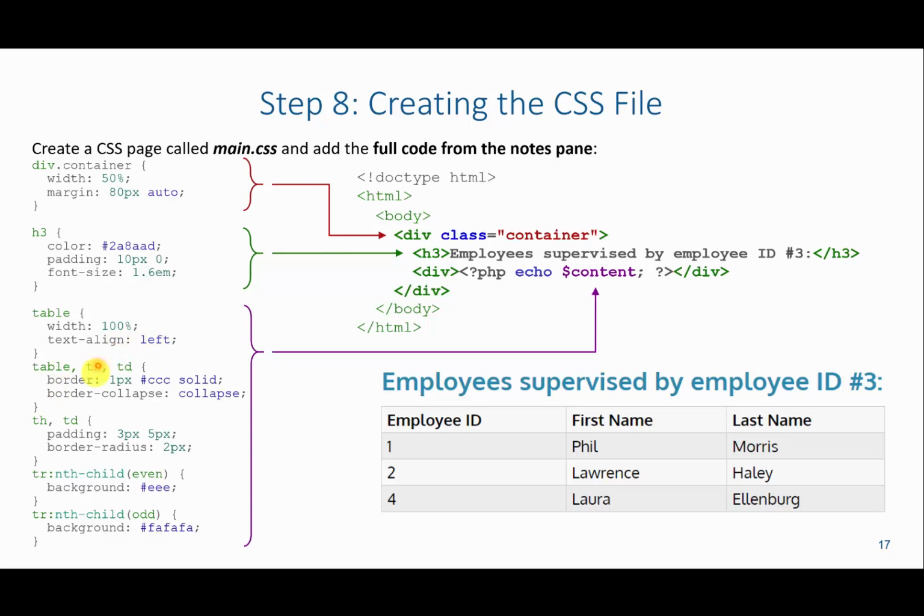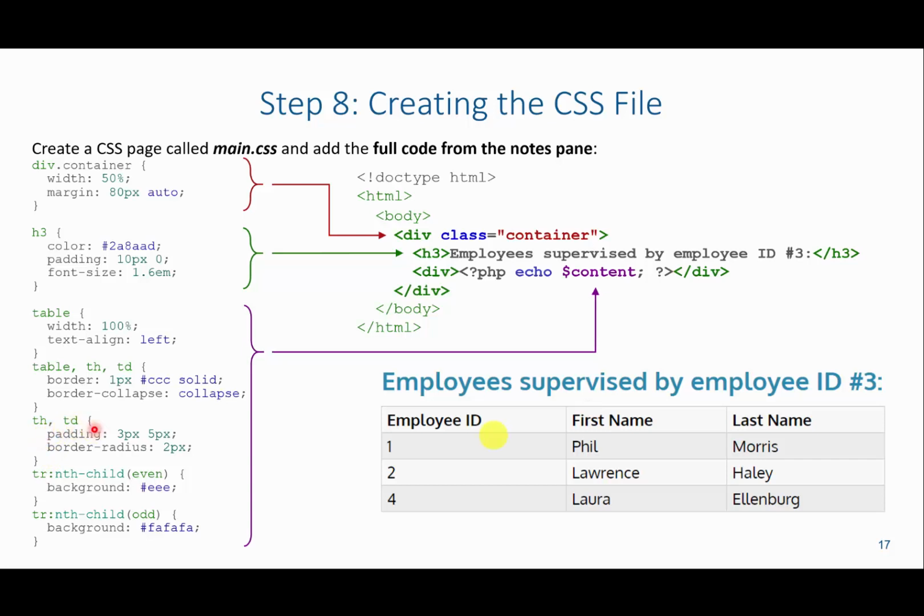Then the table headers and the table cells are going to all have a border of 1 pixel. That is this border that goes around. Collapse means that we are going to merge row and cell into one line instead of having multiple lines shown. This border is CCC, so that's this light gray, and it's solid instead of dashed or dotted, etc.